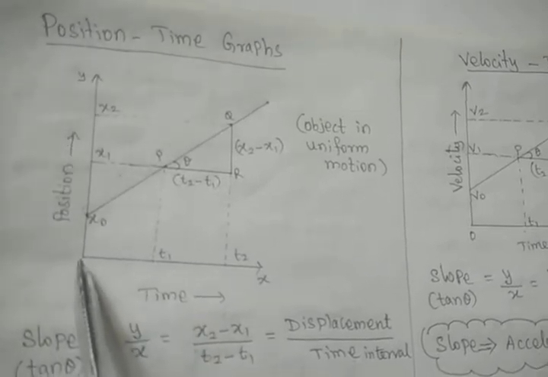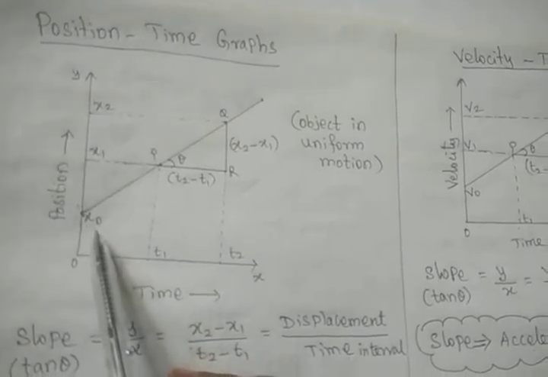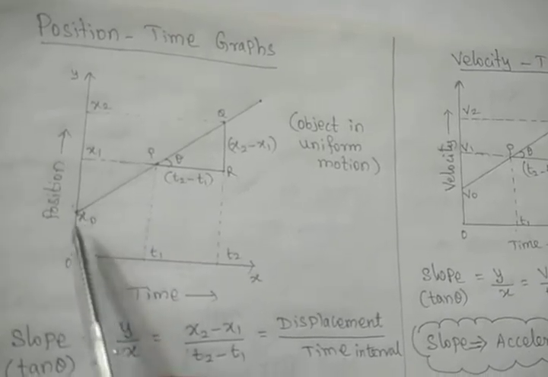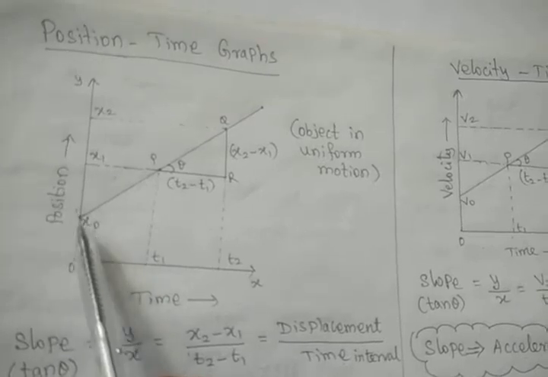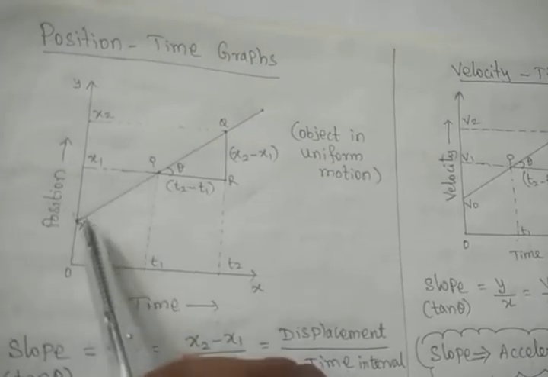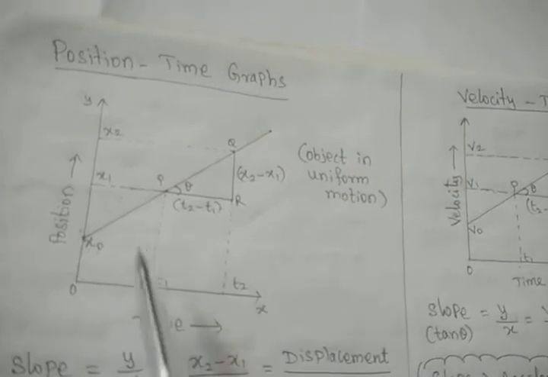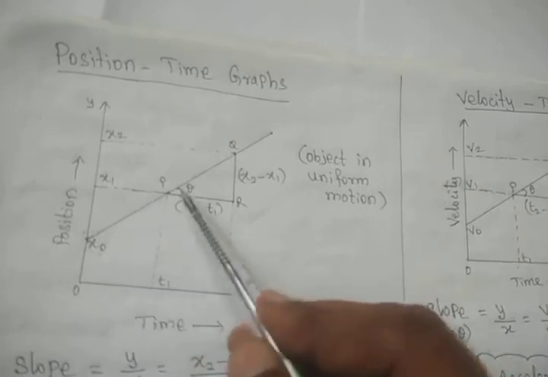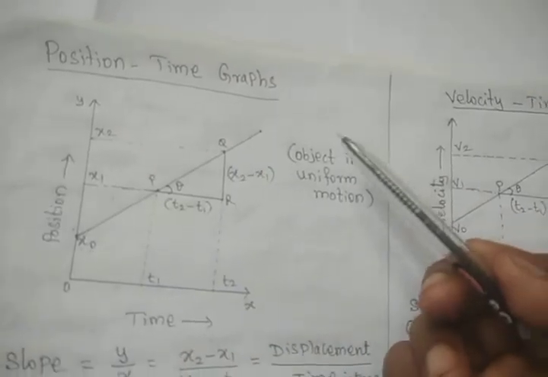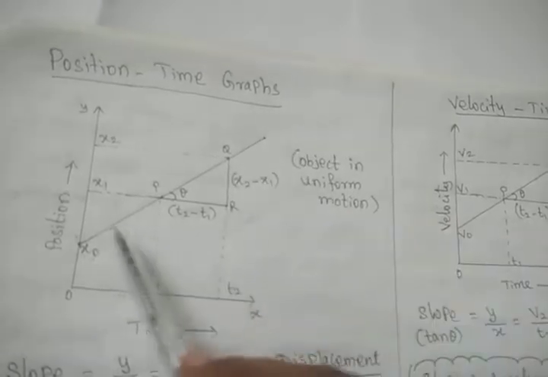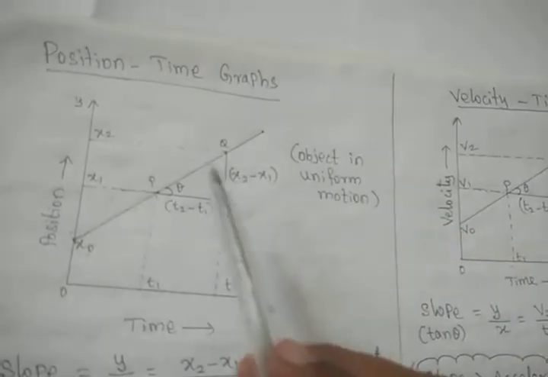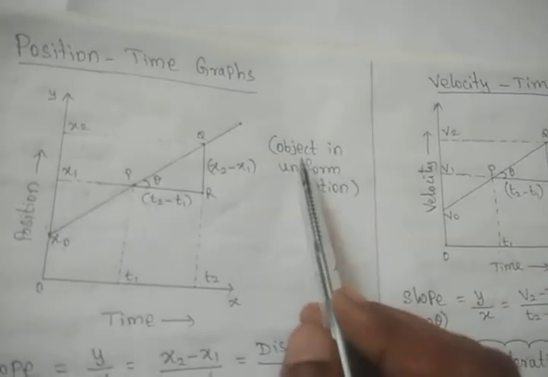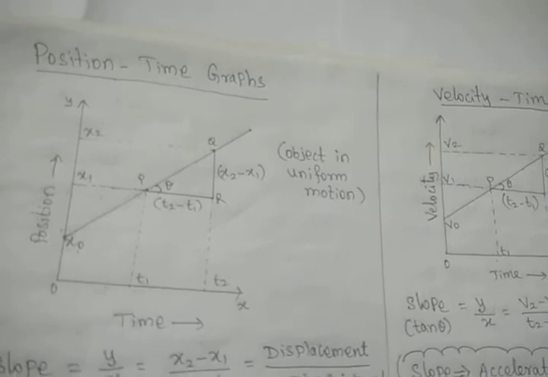At time t equal to 0, the position of the body is x0. It may be 1 centimeter or 1 meter or whatever it is. It is not at the origin. The body starts its motion not at the origin, but from a certain position. When the time increases, the position of the body also increases uniformly. It is not a zigzag curve, it is a smooth straight line, so it represents uniform motion of the body. Hence we can say that this graph represents an object in uniform motion.